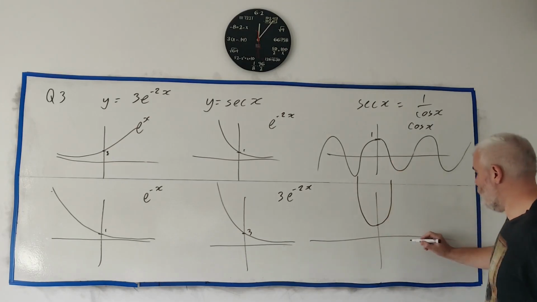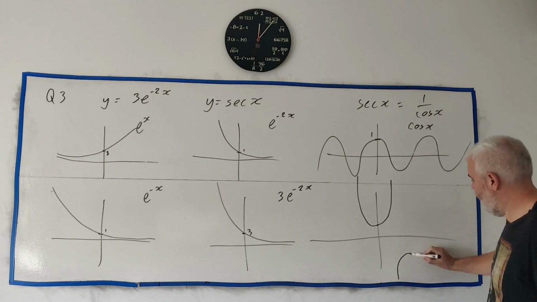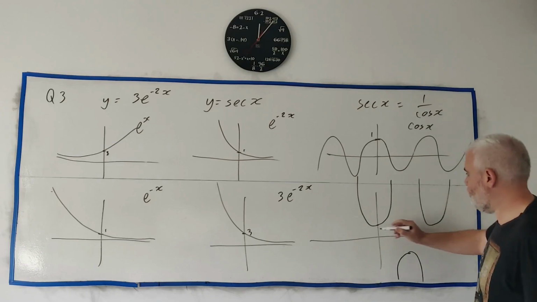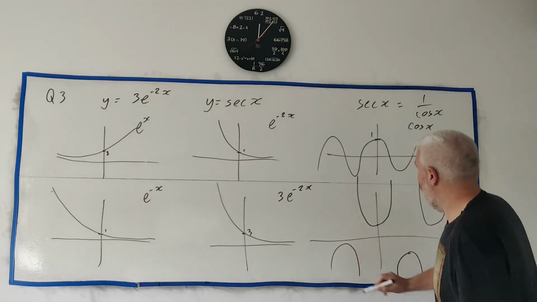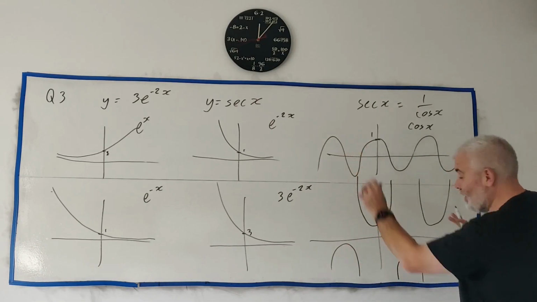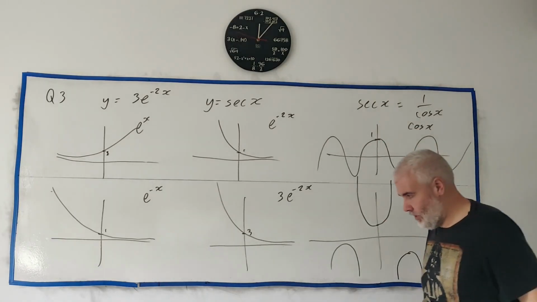1 divided by minus 1, we get a minus 1. 1 divided by 0, again, goes off to infinity. We get this shape here. Let me just draw a few of these in. I probably haven't lined them up very well. We get this sort of shape. This is what secant x looks like.